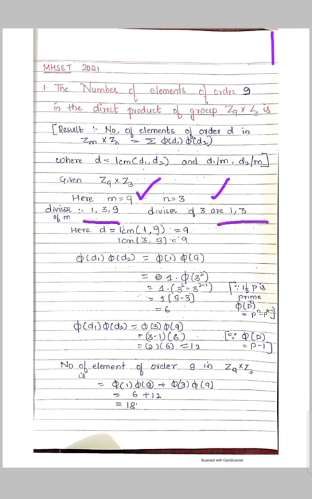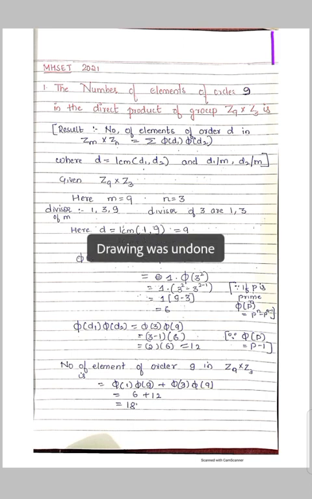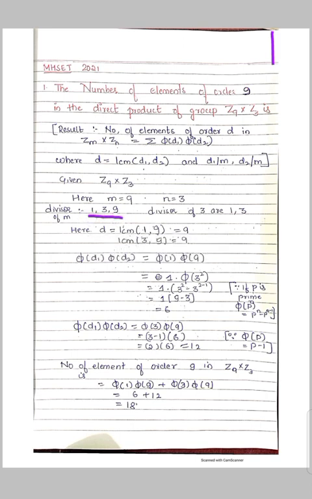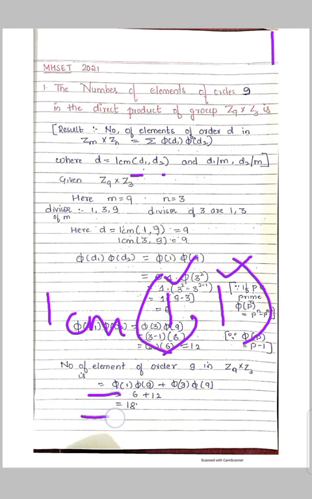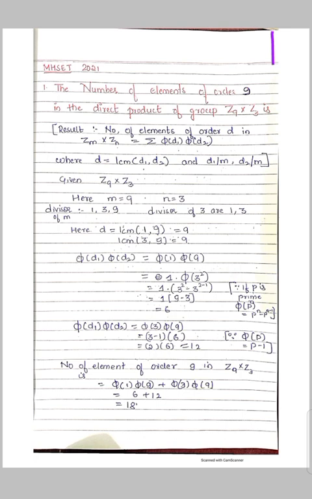Now you have to make pairs of divisors in such a way that if you take the LCM, you should get D, that is 9. So first, I have to choose D1 and D2 in such a way that D1 is a divisor of 9 and D2 is a divisor of 3. If I take 1 first and the second element is also 1, D1 is 1 and D2 is also 1. Is the LCM 9? No. So we should not use this combination.